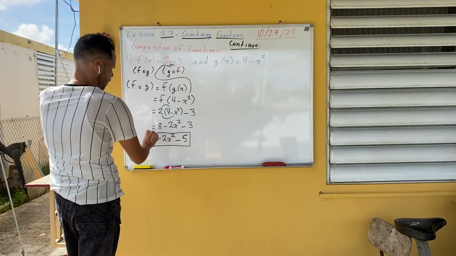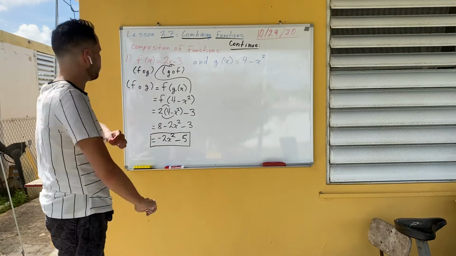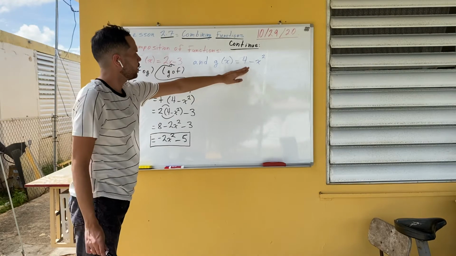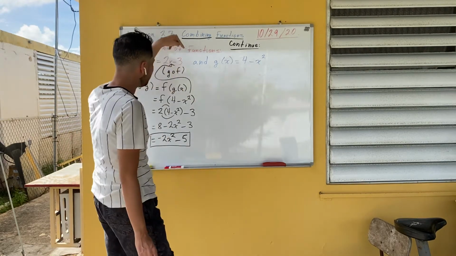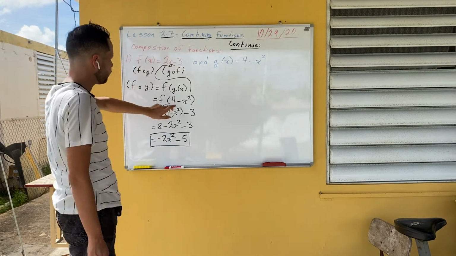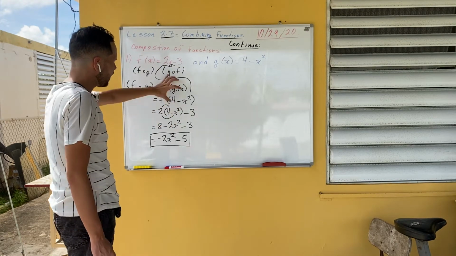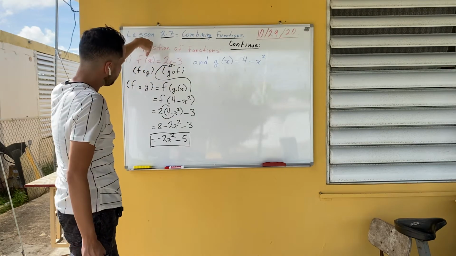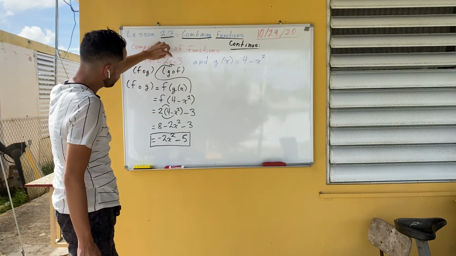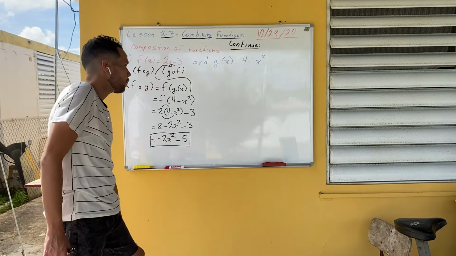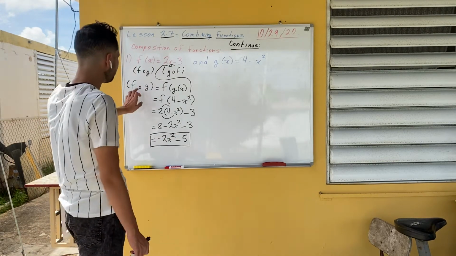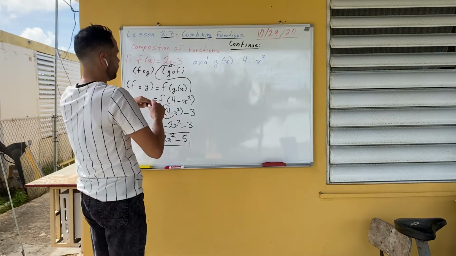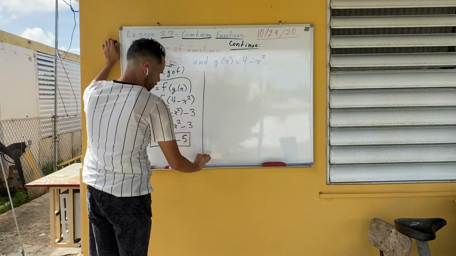Okay, let's go again with this. When I'm asked to find f composite with g, I'm trying to insert g, this function, inside this x. So this is what I did. I got 4 minus x squared, that is my g of x, and I insert it inside my f of x, that is 2x minus 3. So I insert that and apply the distributive property. Now we're going to do the opposite. I'm going to find g composite with f.